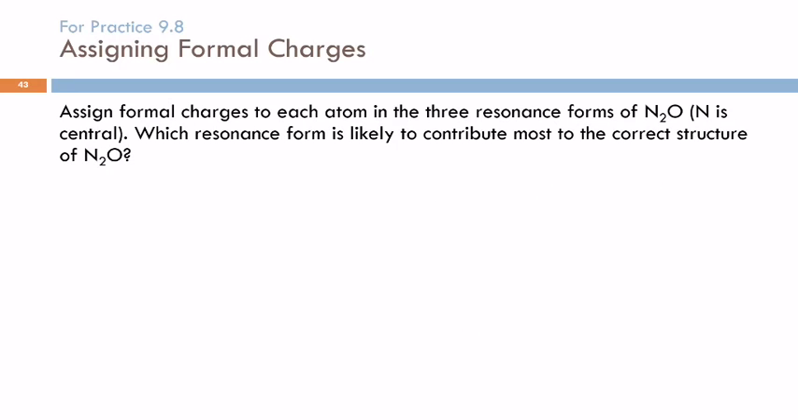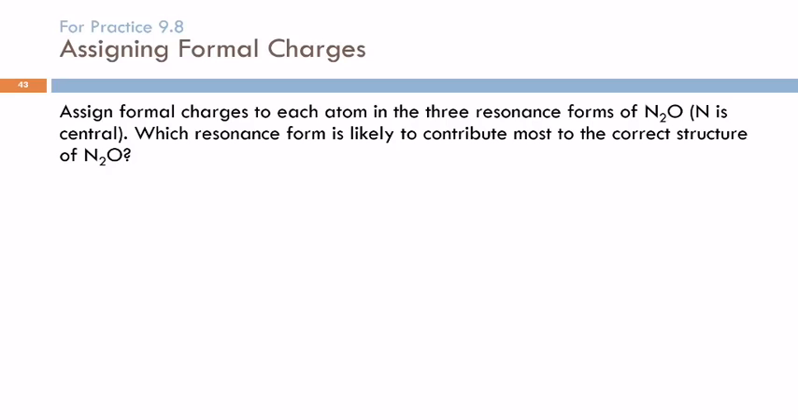Let's do an example. Assign formal charges to each atom in the 3 resonance forms of N2O. They're telling us how many resonance forms. They're also saying nitrogen is central. So we need to put nitrogen in the middle and then figure out 3 different ways to draw this. And then the question is, which resonance form is likely to contribute most to the correct structure? We can only do that with formal charges.